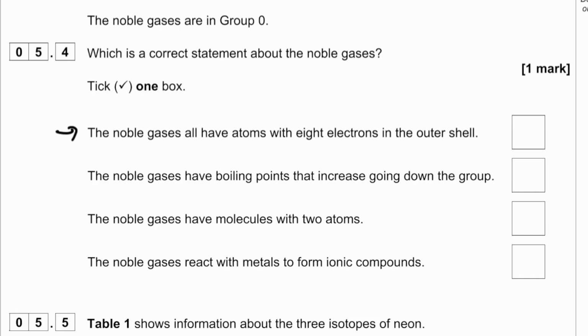The noble gases have boiling points that increase going down the group. Now this sounds correct. As you go down the group, the noble gases do tend to have larger boiling points. The noble gases have molecules with 2 atoms. This is incorrect. This is actually true for the group 7 atoms. They form diatomic molecules. And the noble gases react with metals to form ionic compounds. So you might think this is correct, but actually the whole idea of the noble gases is they're very unreactive. So the one that is correct is actually this second statement here.